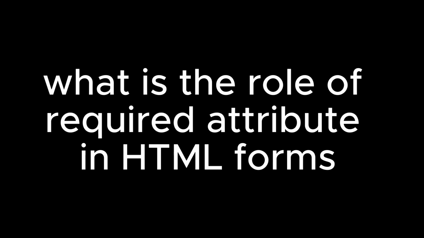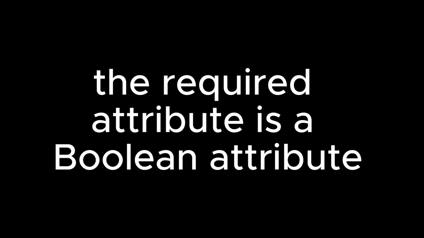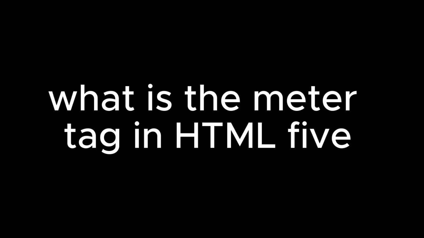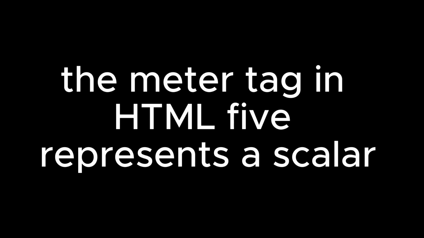Question 48. What is the role of required attribute in HTML forms? Answer. The required attribute is a Boolean attribute used to specify that an input field must be filled out before the user can submit the form. Question 49. What is the meter tag in HTML5? Answer. The meter tag in HTML5 represents a scalar measurement within a known range, or a fractional value. For example, disk usage or the relevance of a search result.